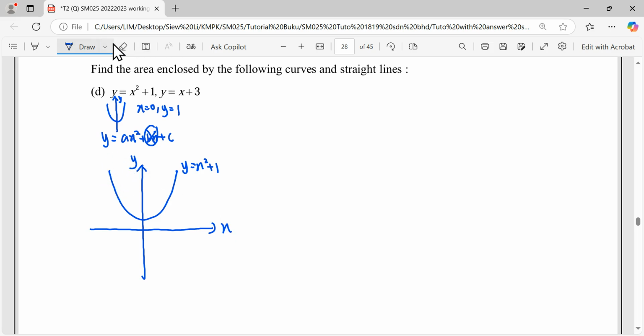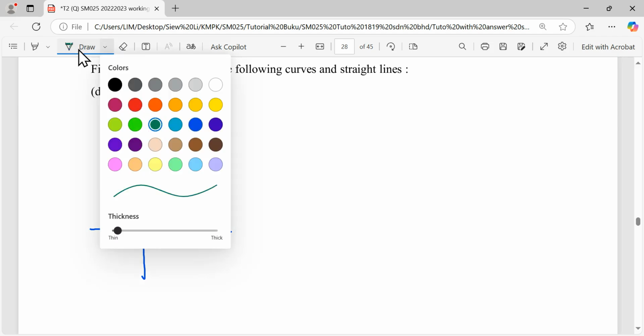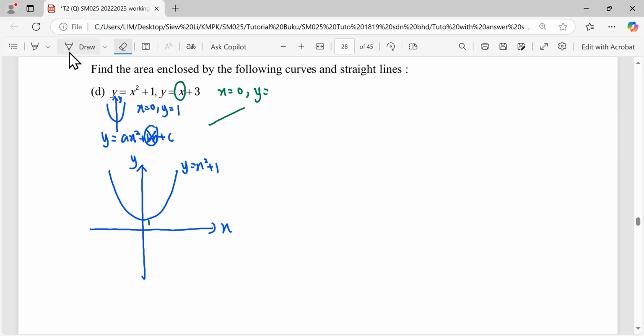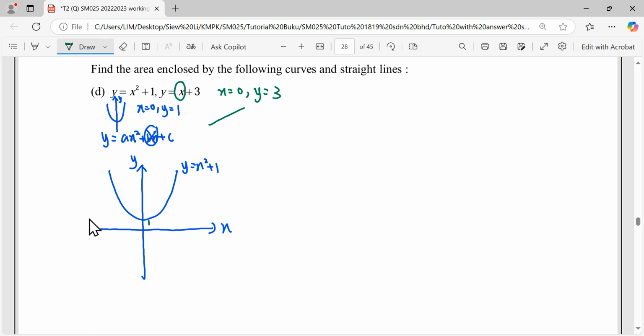Secondly, for another graph, which is our straight line, y equals x plus 3, we calculate when x equals 0, y will be 3. The gradient is positive, so y equals x plus 3. The coefficient of x here is positive, so this graph is going up. When x equals 0, y is equal to 3, so it will intercept the y-axis at 3, and the graph goes up. This is y equals x plus 3.